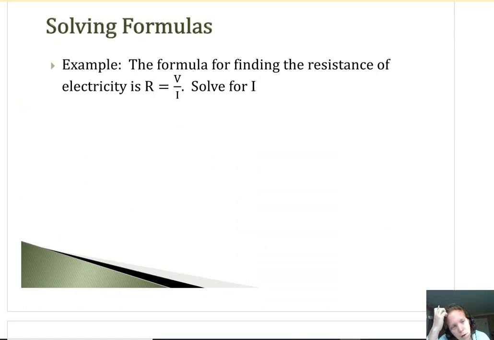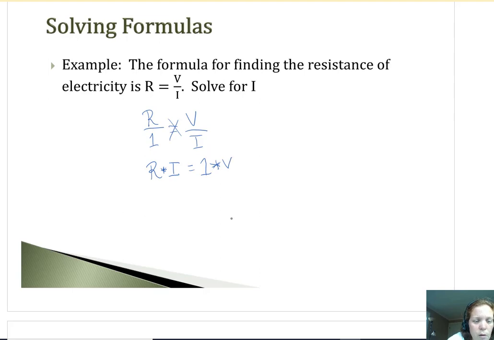Okay, this is the formula for finding resistance, dealing with electricity, like volts divided by the current is the resistance. So this one we want to solve for I. This is a little tricky because I is on the bottom. I think what I would do, we've done proportions before, put r over 1 equals v over I, and let's do our cross multiply and divide. So r times I equals 1 times v, or just v, I don't really need that 1.